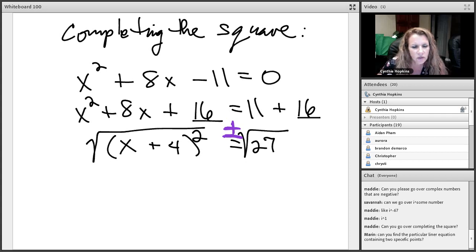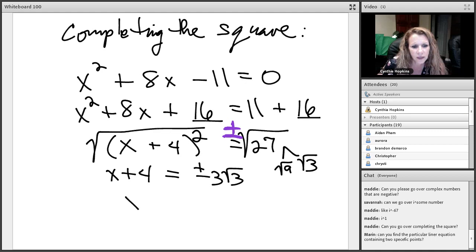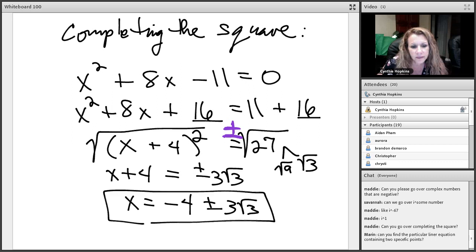Okay, the square root and the square on the left side cancel, and I get x plus 4. On the right side, I get plus or minus, and then now I'm going to simplify this radical. We haven't done a whole lot of this, but isn't 9 a factor of 27? And it's a perfect square, and then I have a 3. So I get plus or minus 3 times the square root of 3. And then I want x all alone, so I'm going to subtract 4 first, and then say plus or minus 3 rad 3.